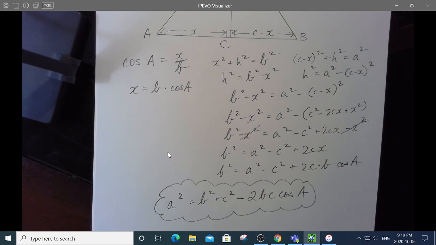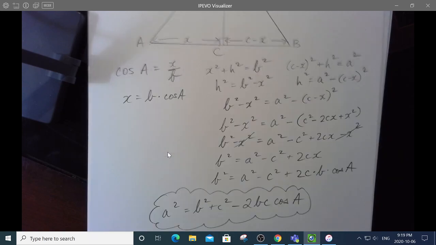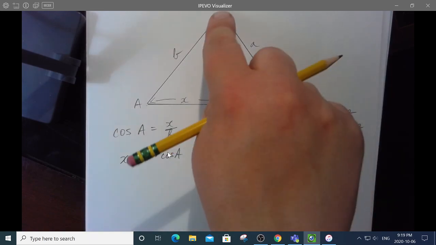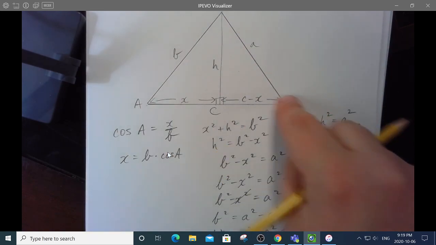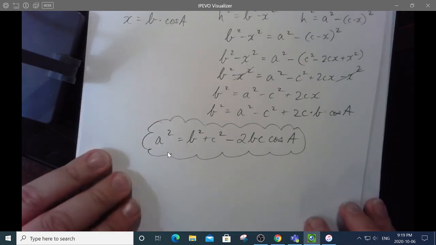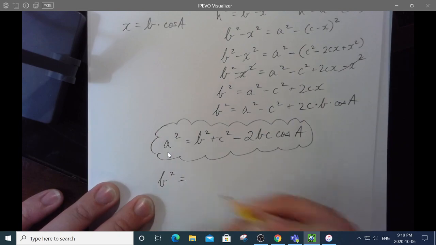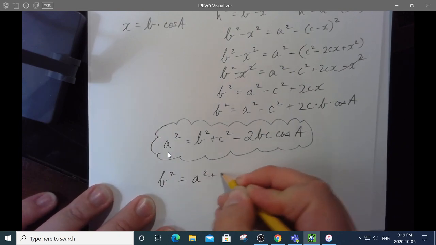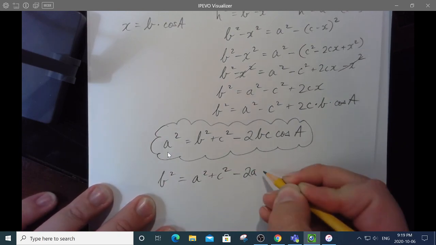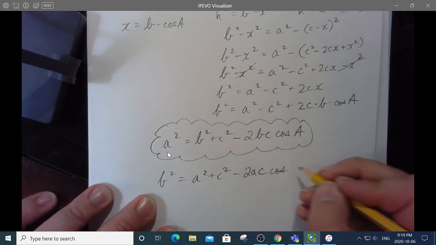Isn't that a lovely derivation? Oh, the algebra of that just makes my skin tingle. This is a beautiful derivation. So, notice, once again, it was kind of arbitrary which way I did the height. I could have done the height that way. I could have done the height that way. In which case, I could rearrange these letters and say that b squared is equal to a squared plus c squared minus 2ac cosine of b.